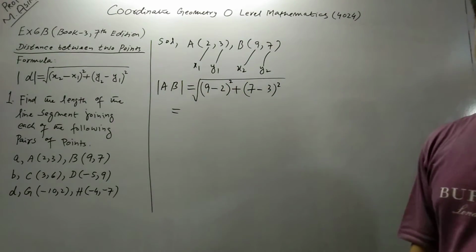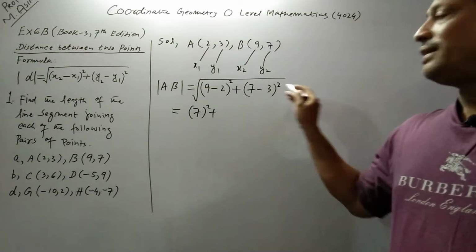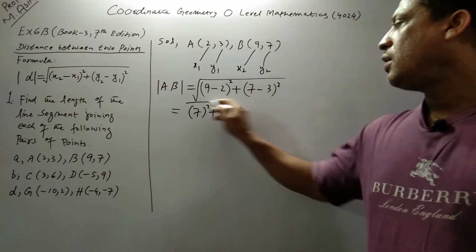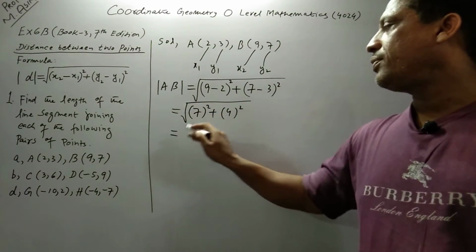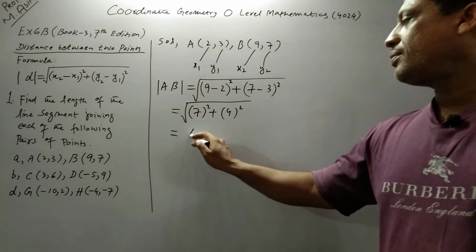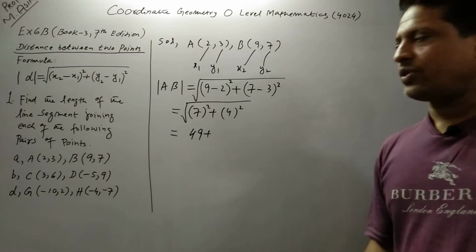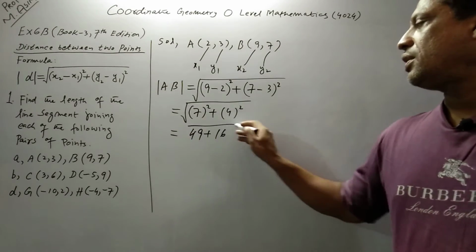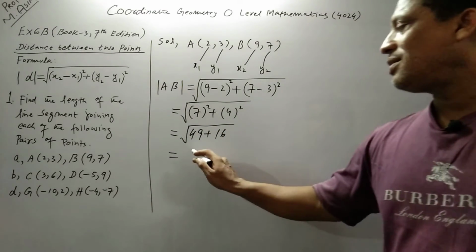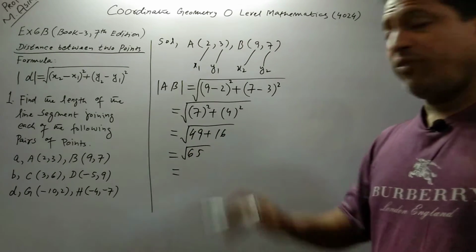Therefore, 9 minus 2 is what? 7. So 7 square. 7 minus 3 is what? 4. 4 square, root. What is the square of 7? 7 7s are 49. What is the square of 4? 4 4s are 16. 49 plus 16 is 65, root. This is your final answer.